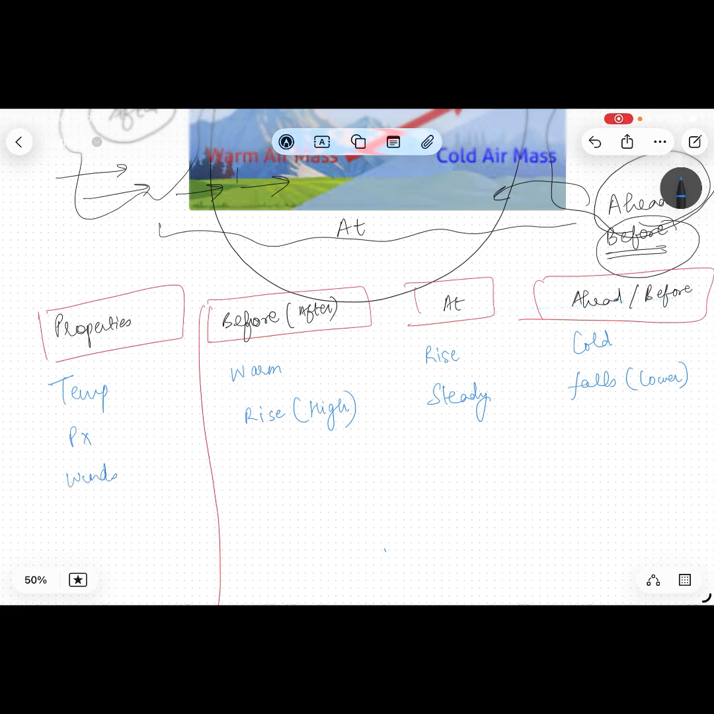Winds: in the before area, the wind is going in the veering direction. If you have seen my previous video, you would know what veering is. When it is veering, it's going in the ahead direction. Here it is variable, and here it is backing. Why backing? Because cold air is underneath, right? And when it's backing, it's getting a lot of friction.